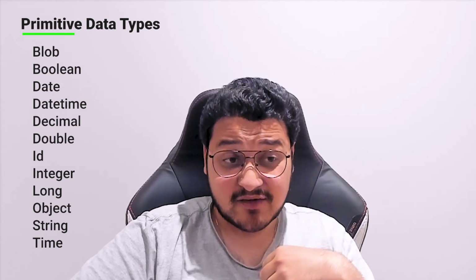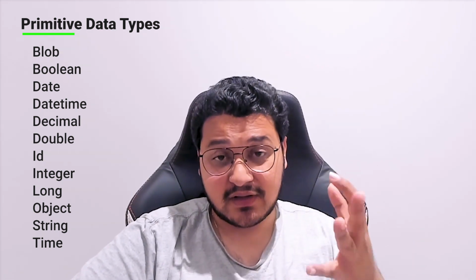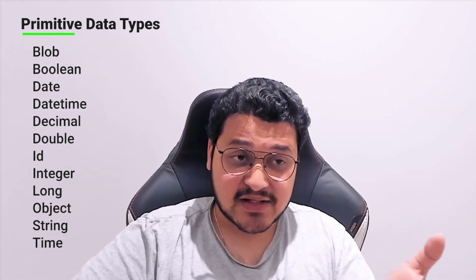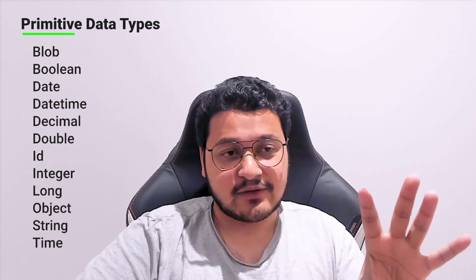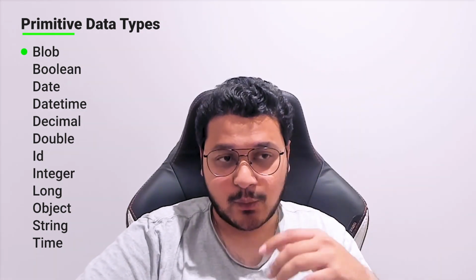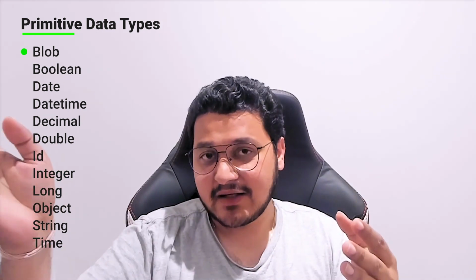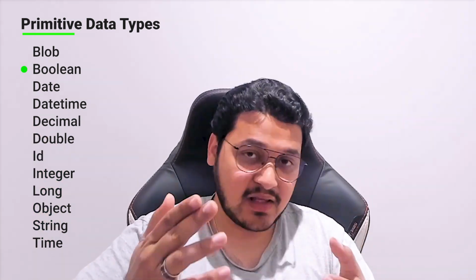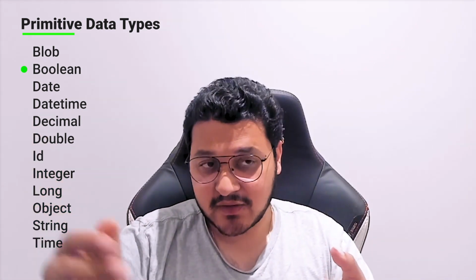Right. So these are the primitive data types which are available in Salesforce, in Apex, which you can use straight away. So you can just say Blob A, give some value to it, and it will work. Boolean A, again, and then give a true or false value to it. Same way you can play around with these data types. For this video, these are the data types.